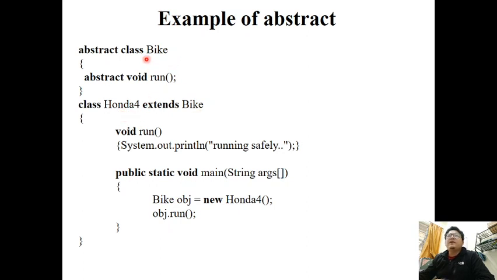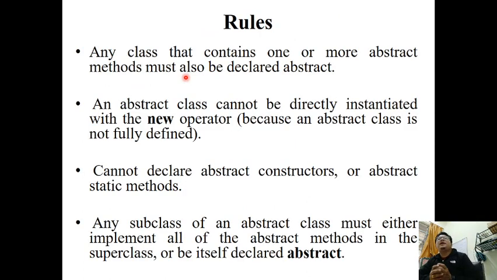You cannot create a bike object because it's incomplete. Fine. Next, some of the rules that you should be aware of whenever you work with the abstract class to achieve abstraction in Java.